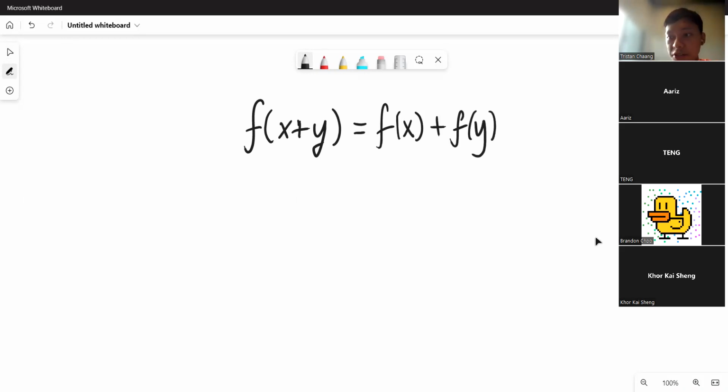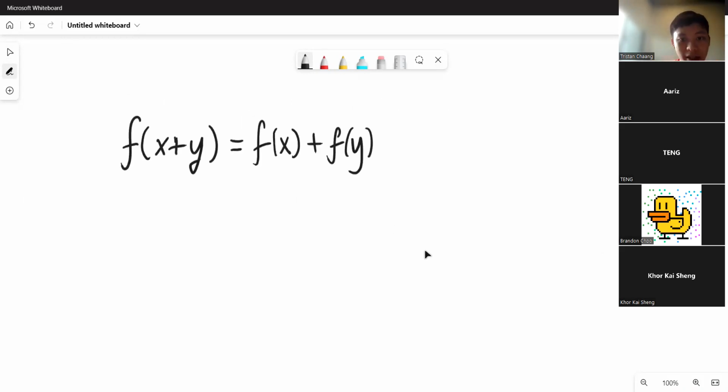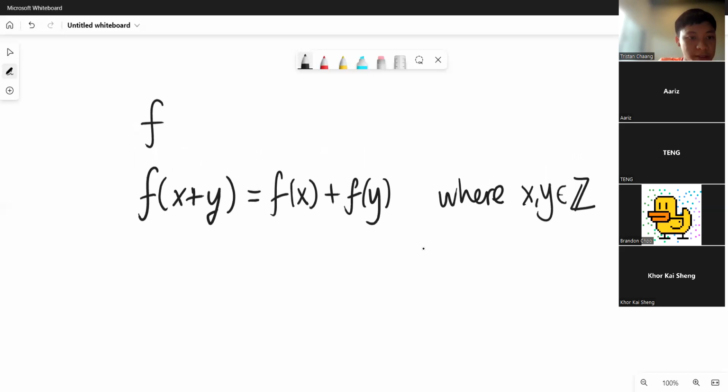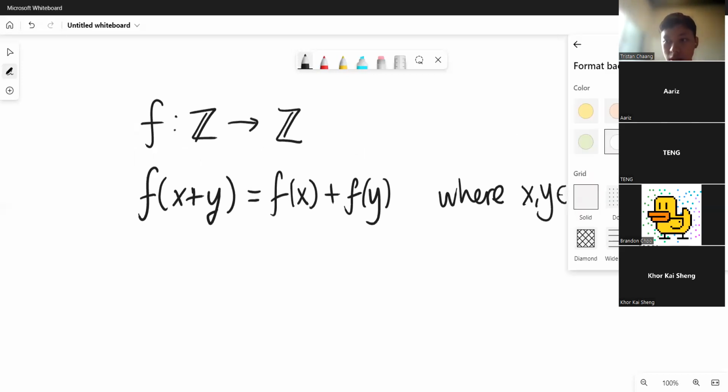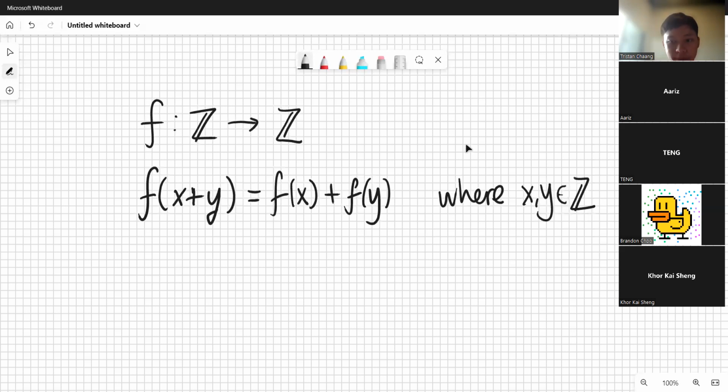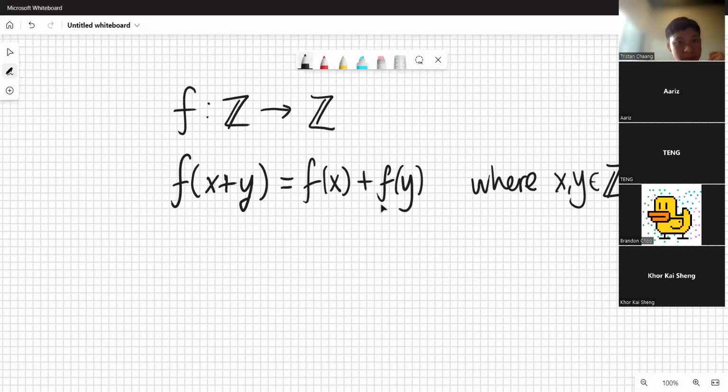So such a function is normally called linear, where x and y are integers. And also f is from Z to Z. So anyone has any idea?